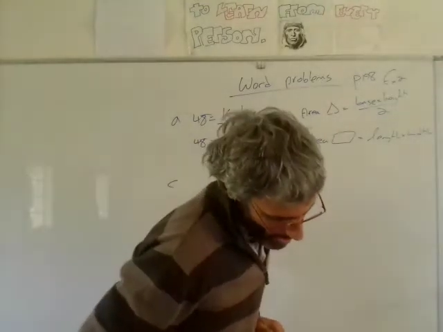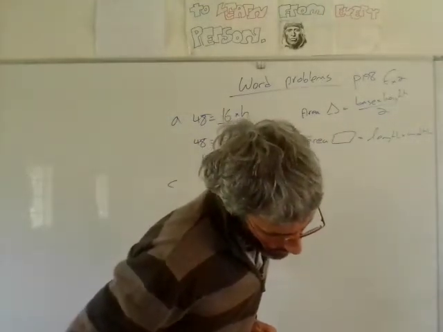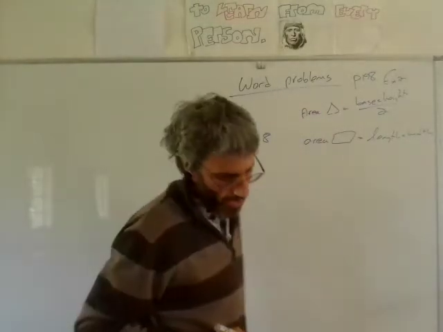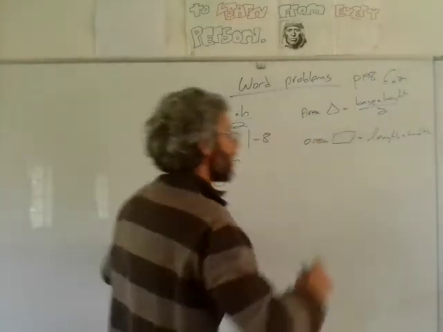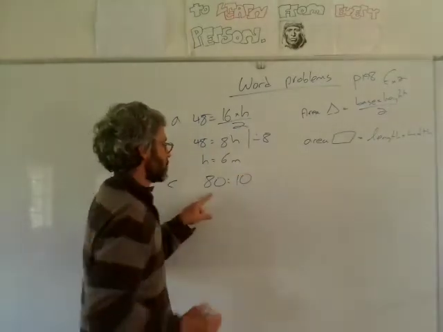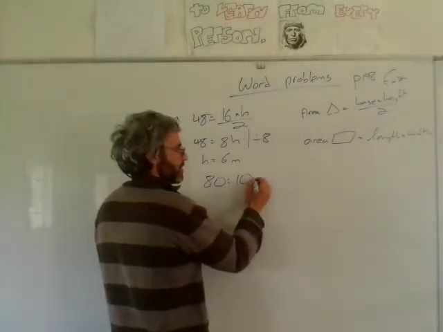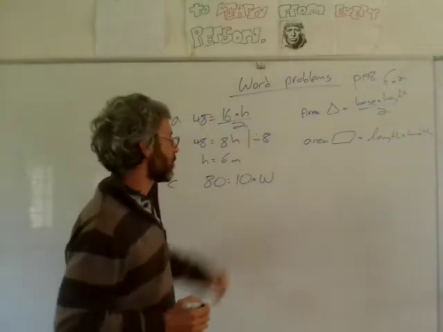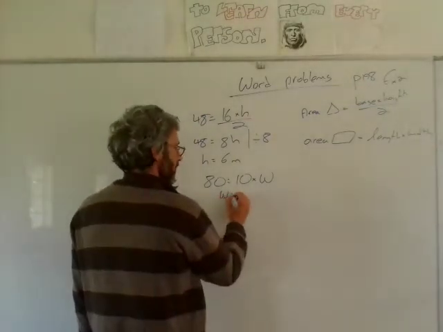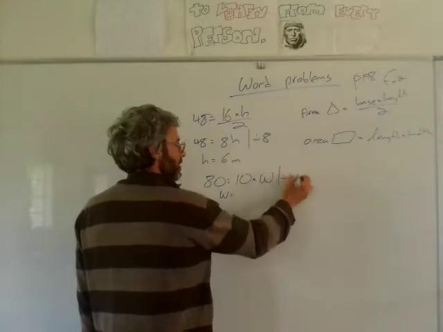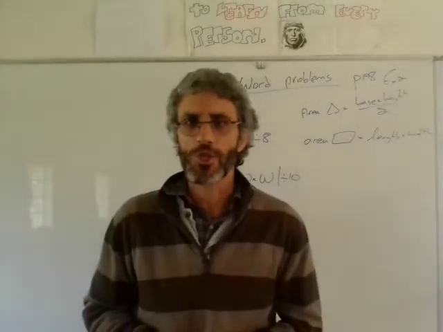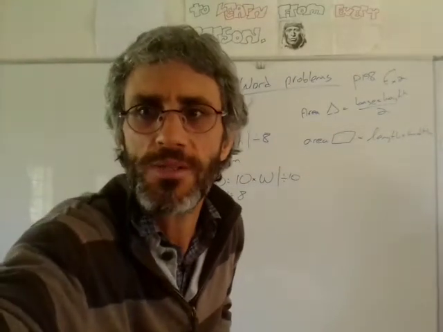Now, the area we're told is, where was that? 80. And the area is 80. The length is 10. So 80 equals the length, which is 10, times the width. I'll use W for width. So we find out W, not a problem. We divide both sides by 10. W equals 8. Okay, pretty easy questions. Okay, let's find some more tricky ones.